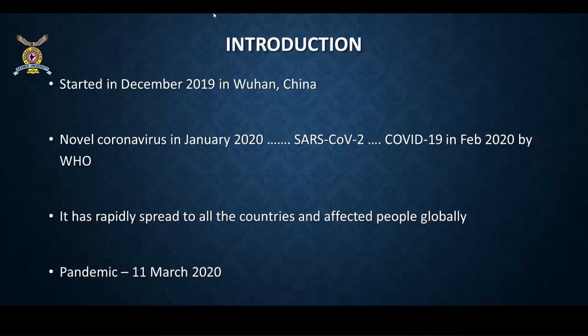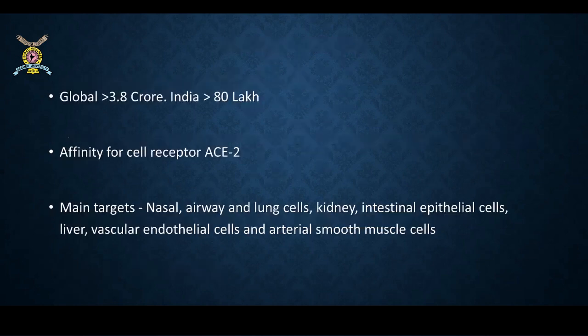So if you see from December 2019 till date, new literature is coming every month, and all of us are on a continuous learning curve. But what is most important is to diagnose the case early so that patient isolation can be done and treatment can be started in time. Till now, more than 3.8 crore patients have been affected globally, and in India we have around 80 to 85 lakh patients.